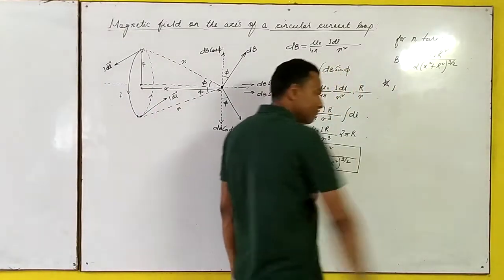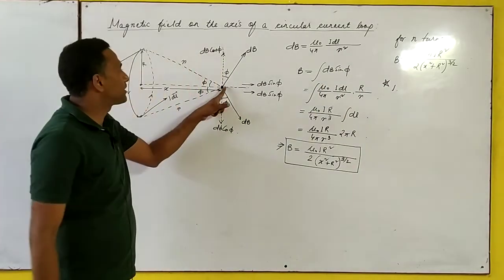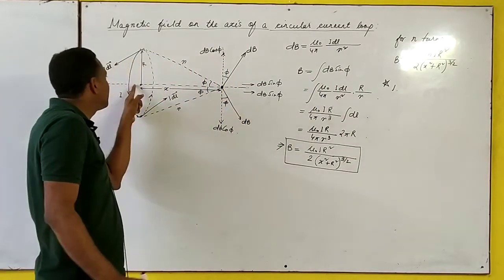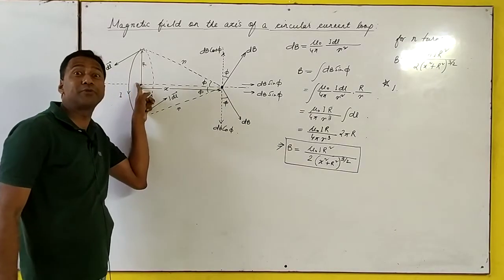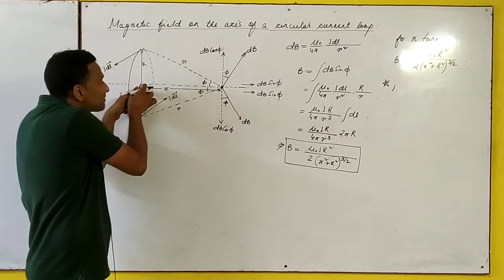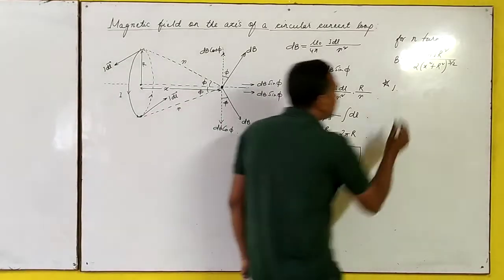Number one, if the point which is on the axis is actually at the center. If you are trying to find out the magnetic field at the center, so if the point is at the center, x becomes how much? 0. Okay, so let us put it.